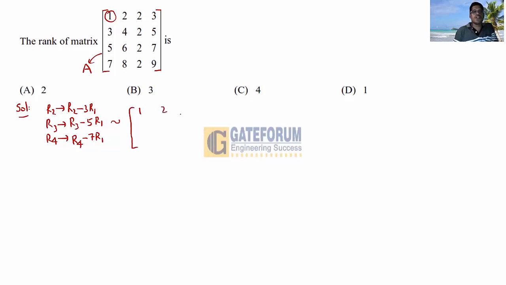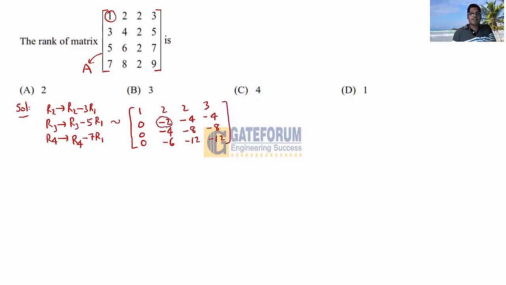First row no change: 1, 2, 2, 3. Then 3 minus 3 into 1 is 0; 4 minus 3 into 2 is minus 2; 2 minus 3 into 2 is minus 4; 5 minus 3 into 3 is minus 4. Next, 5 minus 5 into 1 is 0; 6 minus 5 into 2 is minus 4; 2 minus 5 into 2 is minus 8; 7 minus 5 into 3 is minus 8. Next, 7 minus 7 into 1 is 0; 8 minus 7 into 2, 8 minus 14, is minus 6; 2 minus 7 into 2 is minus 12; 9 minus 7 into 3 is minus 12.